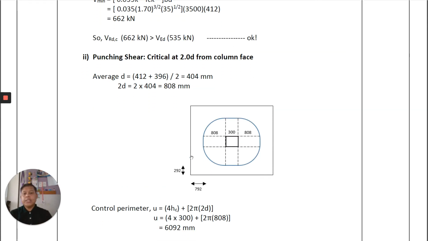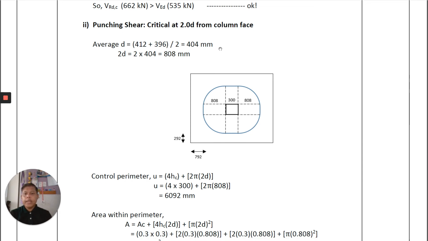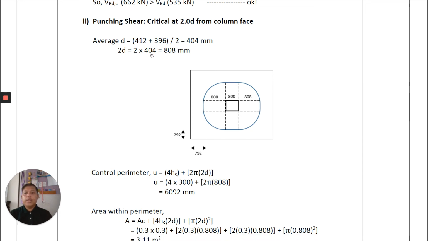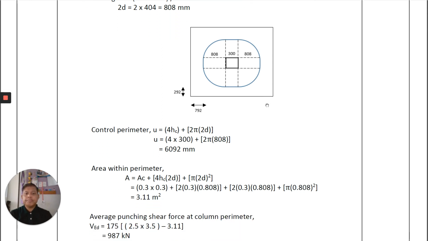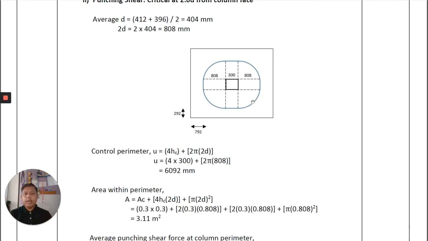Next one is the punching shear at the critical 2D from the column face. The first one we have to calculate the average D, which is 412 plus 396, which is dx plus dy, divided by 2. We get 404 millimeter. And then the 2D is 2 times the average D, which is 808 millimeter. Then we draw this diagram in order for us to know the layout of the punching shear at the critical 2D from the column face.